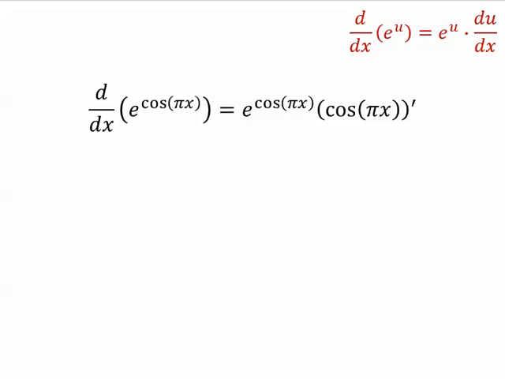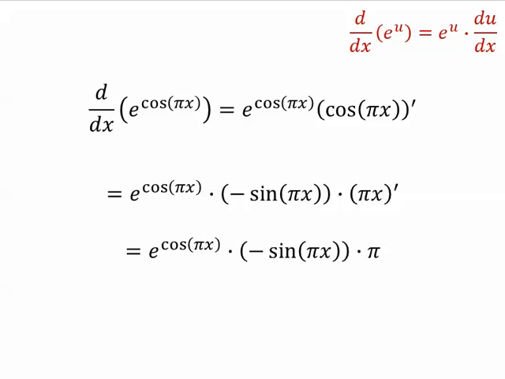What's the derivative of cosine pi x? Well, the derivative of cosine is negative sine. But now I have to take the derivative of what's inside the pi. What's the derivative of pi x? That's just equal to pi. Then clean up. I like to put my trig function in the front.